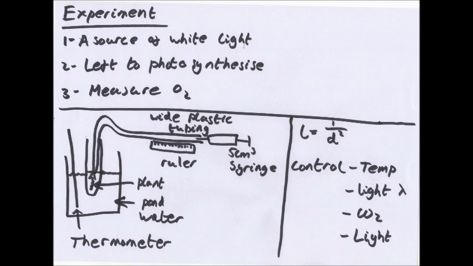And now, what you can do is you have to control temperature, use a water bath or something, you've got a thermometer to detect. Light wavelength, so what you want to do then is make the room black and shine one light source on it of white light. Carbon dioxide, you've got the sodium hydrogen carbonate, that's the hardest to control. And light intensity, that's how far away it is. Now, you can change any one of these. In this case, they're talking about changing the light intensity. But you can change temperature by having it in different temperatured water baths, anything like that.